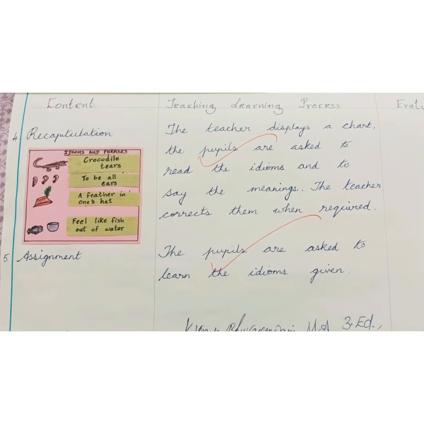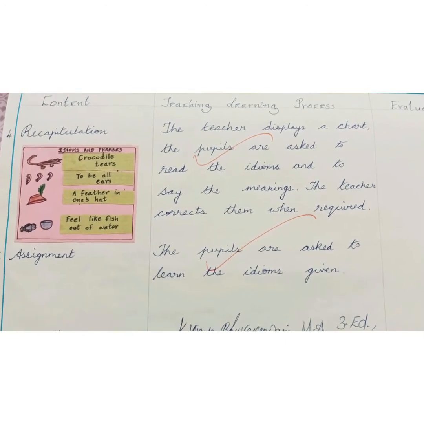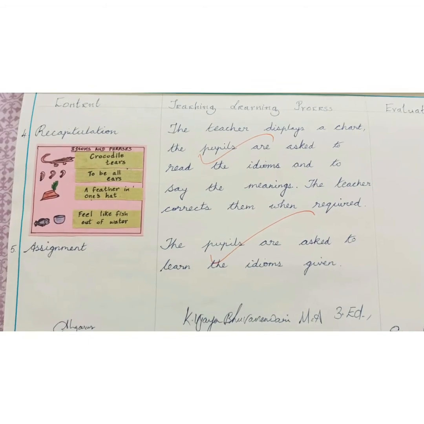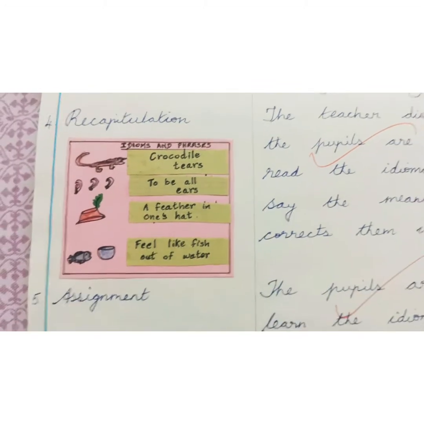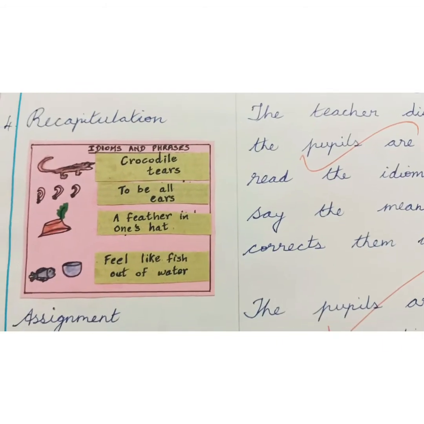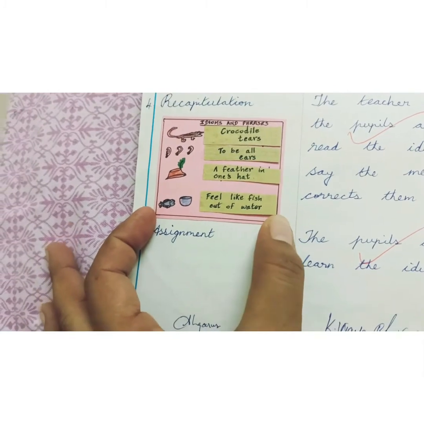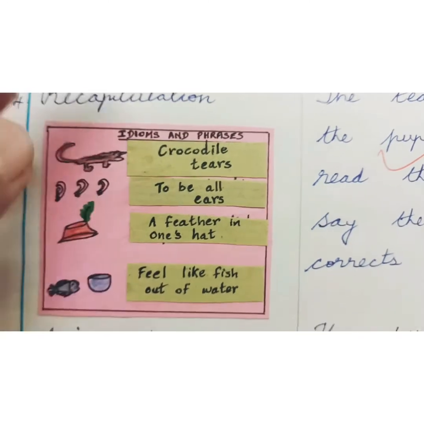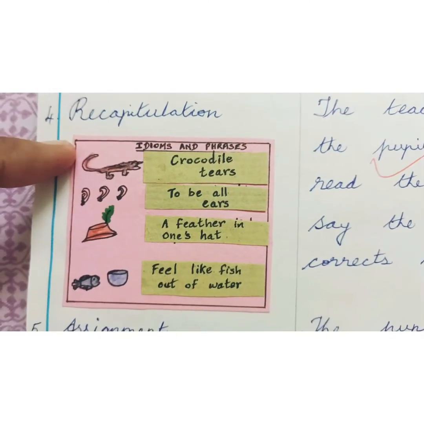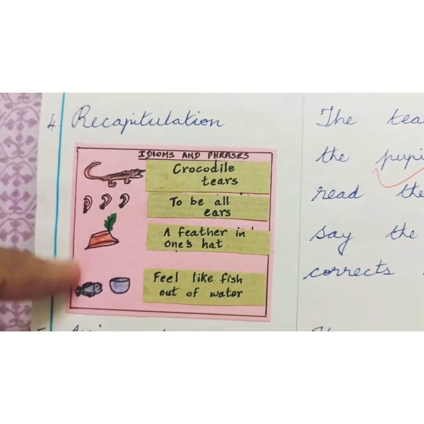Here the teacher displays a chart. The pupils are asked to read the idioms and to say the meanings. The teacher corrects them whenever required. Here, this is a miniature of the chart. I used a chart of a normal size, regular size, but here it's a small version, just maybe about 4 centimeter or so. And I've pictured the idiom, crocodile tears. I've drawn the crocodile and of course the tears dropping, to be all ears, a feather in one's hat, and feel like fish out of water.